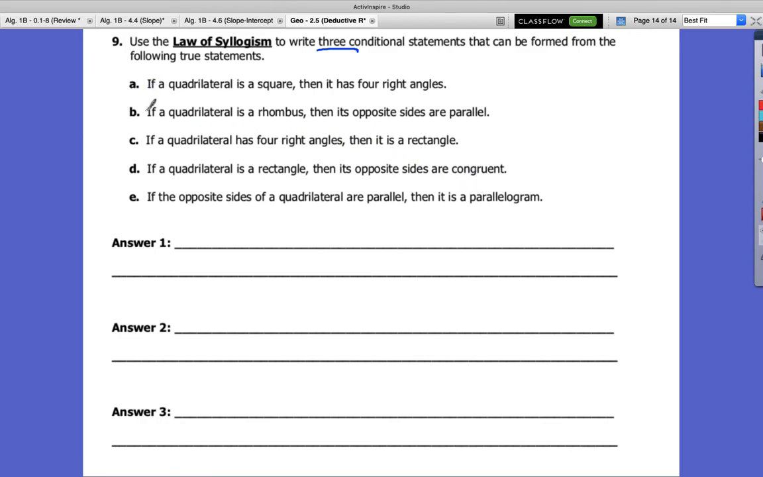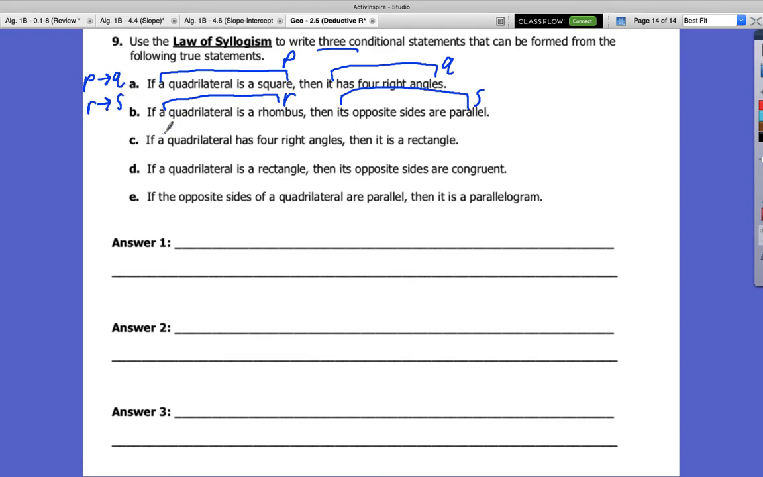So if we link these 5 together, let's first go through and highlight what's happening. A quadrilateral is a square. We can call that P. Then it has 4 right angles. That's Q. Let's start the next line. If a quadrilateral is a rhombus, well, that's a new one. We'll call that R. Then its opposite sides are parallel. That's new again. We'll call this S. So our first one goes if P then Q. Our second one goes if R then S.